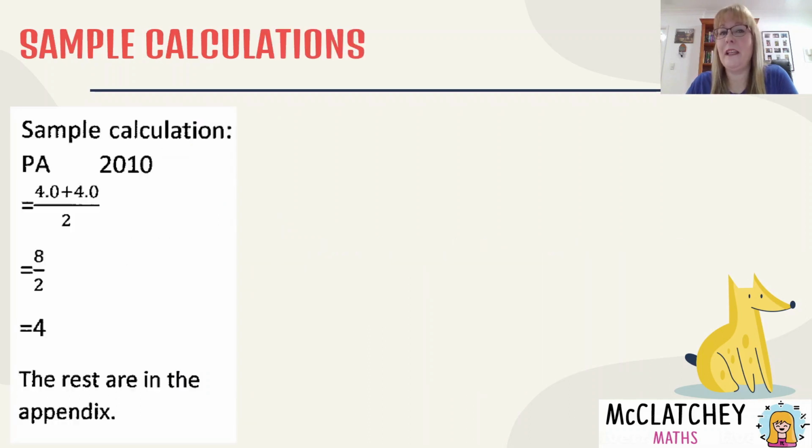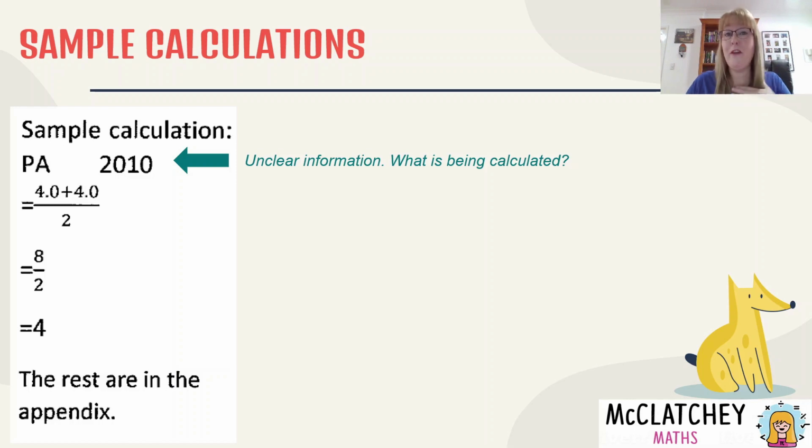Here's an example that is not so crash hot. I don't know if you can notice, but you have no idea what's been calculated. What on earth is PA? I happen to know from the context of this assignment that it's physical activity, but you need to remember part of your communication grade explains that you were able to read this independently of the task sheet. So if PA has never been defined as physical activity in the assignment, then that's really unclear.